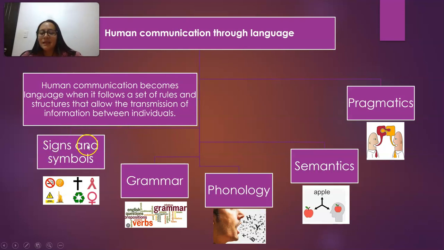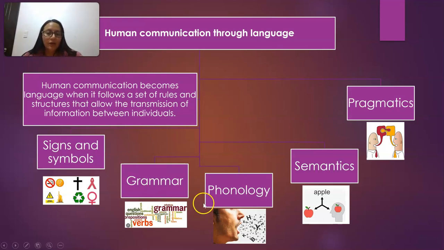We have things and symbols. For example, we have this symbol. If you see this symbol in any place, you will understand that you cannot smoke in the place or around the place. The grammar, of course, we have. We have the grammar, we have the rules, all of the stuff.